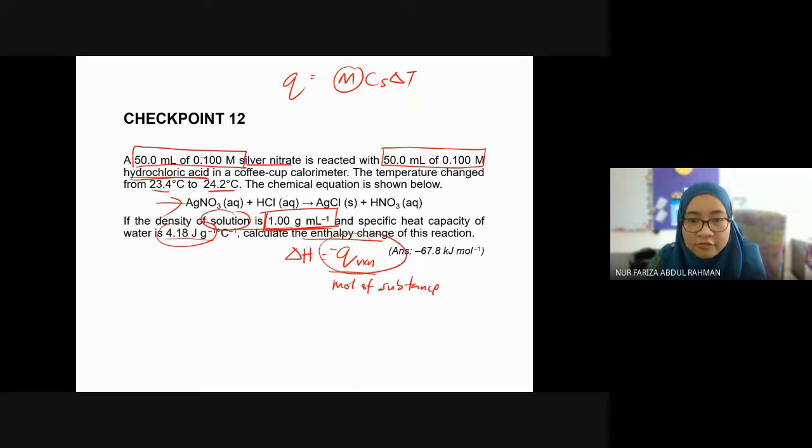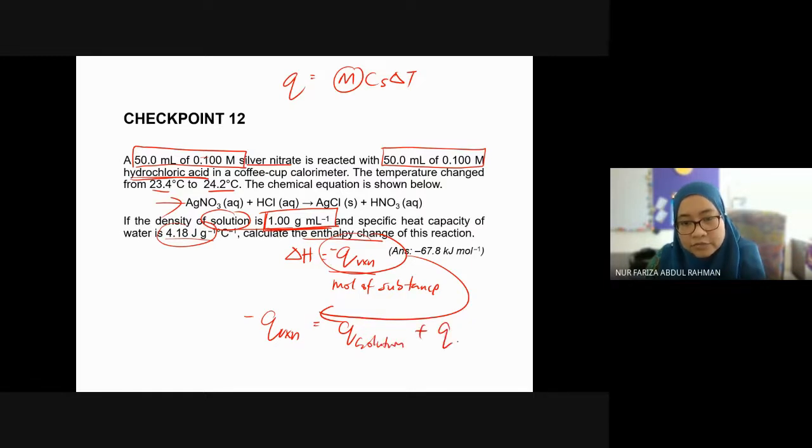So now we have to find this one first. Find Q reaction first. Okay, right. So Q reaction. Since we have determined that it is an exothermic reaction due to the increase in temperature just now, we could say that negative Q reaction is equal to Q solution plus Q cal. So these two are the surroundings. Okay, so we have to check whether this information is given for the solution and the calorimeter. Okay, it's given, I can see.